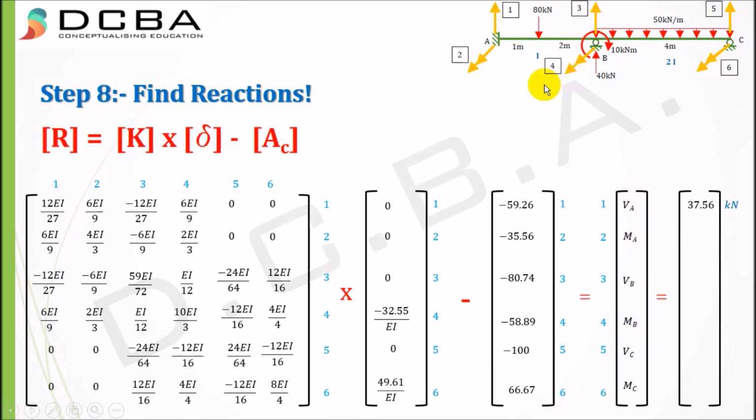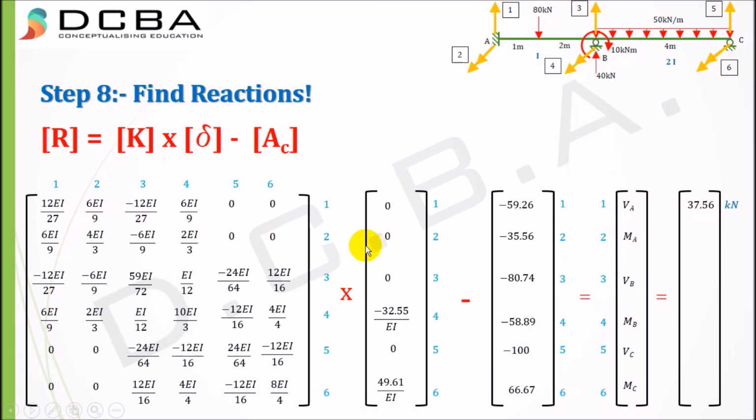Again, the order is similar to how you have numbered your forces. That is, since the upward force was numbered as 1, the upward reaction will be first, then comes the moment. Reaction, moment, reaction, moment, reaction, moment. This is how you need to number them. And VA you got as 37.56.